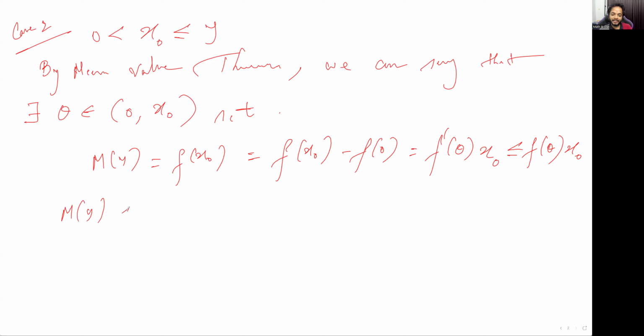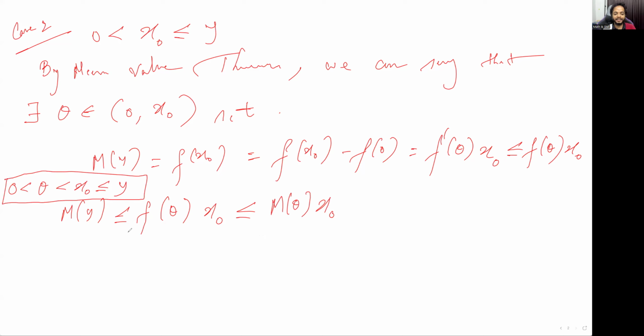We have m of y is less than or equal to f of theta times x naught. Now f of theta I can also write as less than or equal to m of theta times x naught. Why? Because m of theta means the maximum value of the function in the closed and bounded interval 0 to theta. Now try to understand that theta is strictly greater than 0 and strictly less than x naught, and x naught is less than or equal to y. So the maximum value that the function is taking from 0 to y is less than or equal to f of theta times x naught, that we got from the mean value theorem.